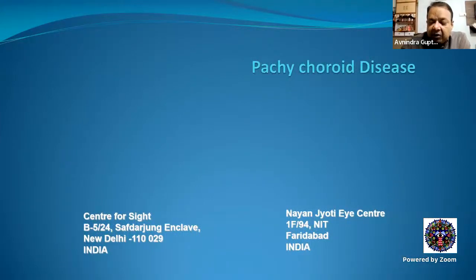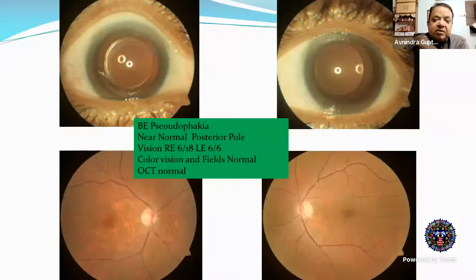Coming to the pachychoroid disease, which is a new entity, the concept is coming that all central serous chorioretinopathy patients are patients of pachychoroid disease. Before going into the details of pachychoroid disease, we have to understand what choroidal thickness is and how to measure choroidal thickness. This is one of the patients.